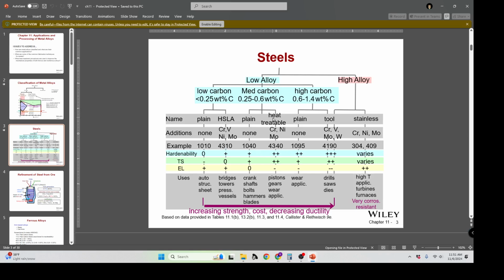And then you have 4340, which is highly heat treatable. 1095 and 4190 are extremely heat treatable, very hardenable because of the higher carbon content, lots of opportunity to form martensite. That works really great for drills, saws, dies, all of those sorts of things.